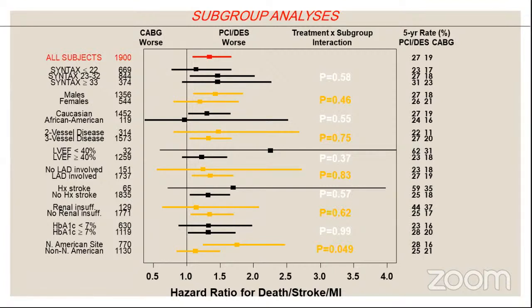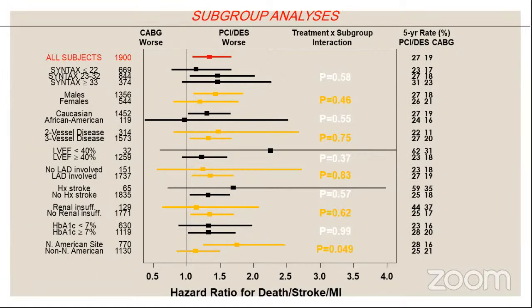But look at the other ones that give you really clear results. Let's start from the top: the SYNTAX score 23 to 32. It's definitely better to go for surgery for this group. With males, you'll be inclined to go for surgery. If the LAD is involved, it's better to go for surgery. And with renal insufficiency, it really didn't make a difference between surgery and PCI.